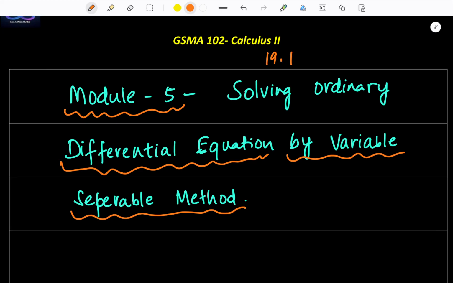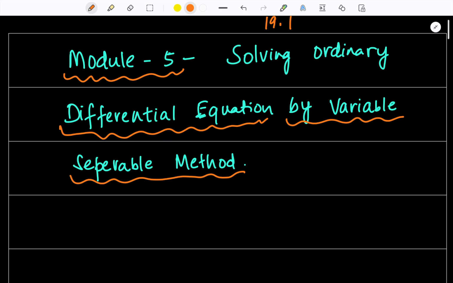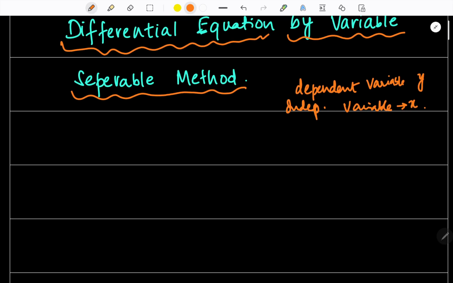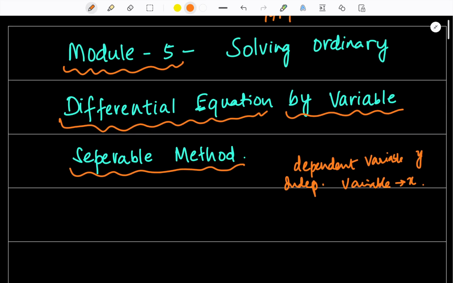In this video, I'm going to teach you solving ordinary differential equations by variable separable method. What do you mean by ordinary differential equations? An ordinary differential equation is a normal equation that involves one dependent variable, which is y, and its derivatives with respect to only one independent variable, which is x. The word ordinary simply means there is just one independent variable, unlike partial differential equations, PDE, which involve partial derivatives with respect to two or more independent variables like x, y, t, etc.